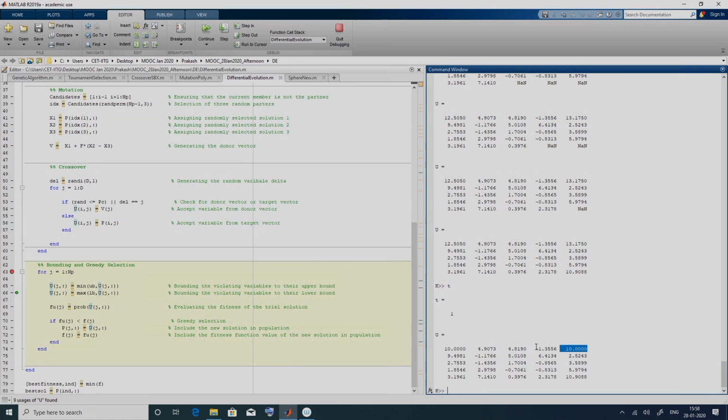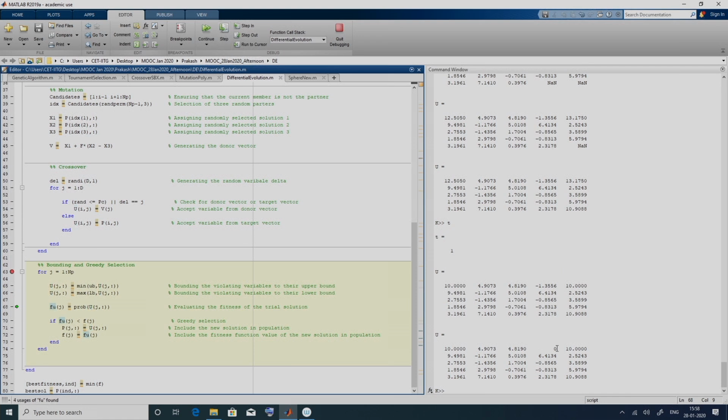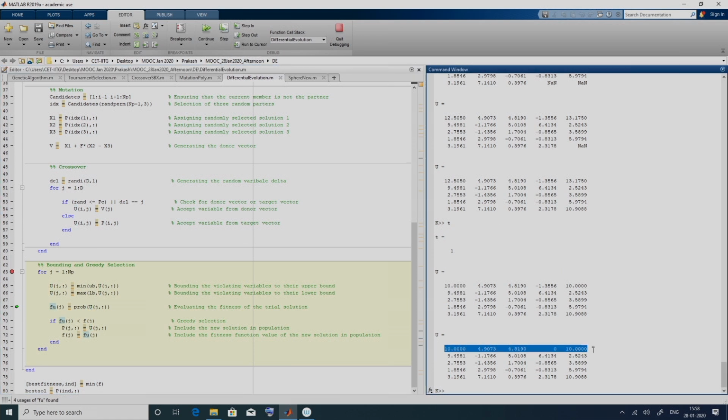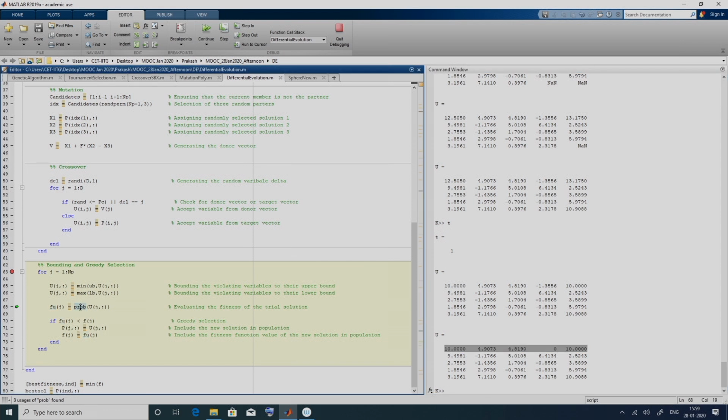Similarly, this variable, if we see, is violating the lower bound. The lower bound is 0. Since this variable is violating the lower bound, it will be reset to 0. So now this first solution is within the bounds. Since the first solution is within the bounds, we can calculate its fitness function and perform a greedy selection. In this step, if you see line 68 over here, we are calling this variable prop.